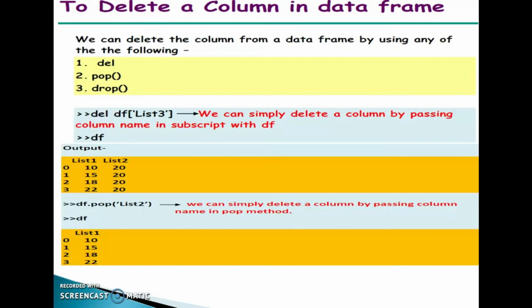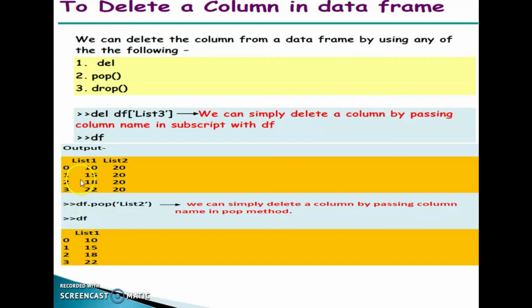Okay. Then to delete a column in a data frame. We already discussed that by using the del statement, pop function or drop function we can delete a column from a data frame. Check this one. Del df within the square brackets I specified list 3. We can simply delete a column by passing the column name in subscript with the data frame object. The output is that list 3 is deleted from this df object.